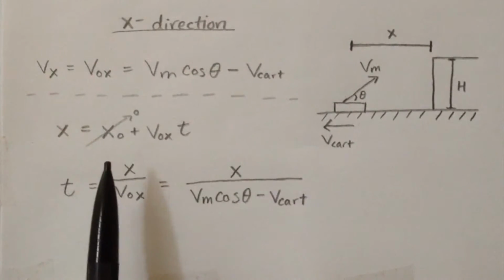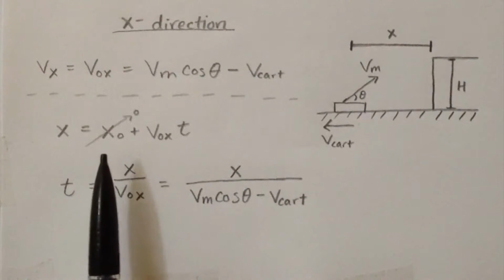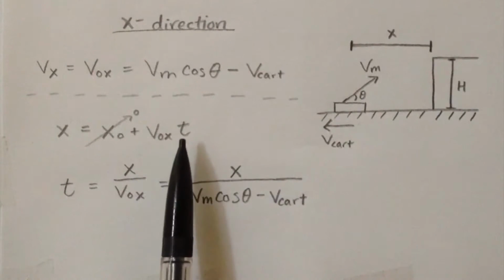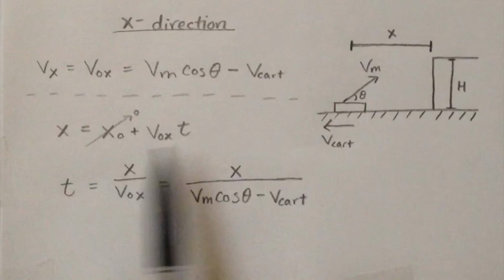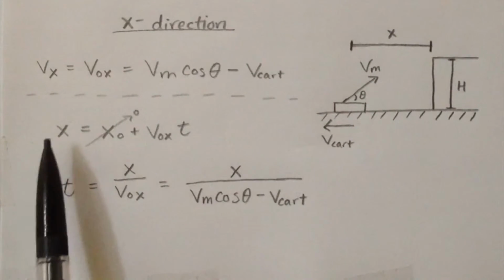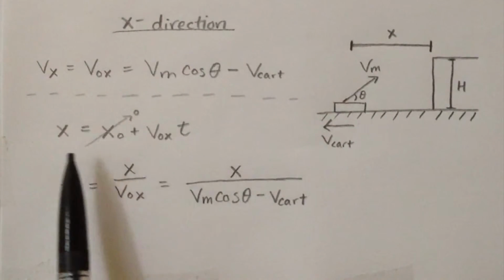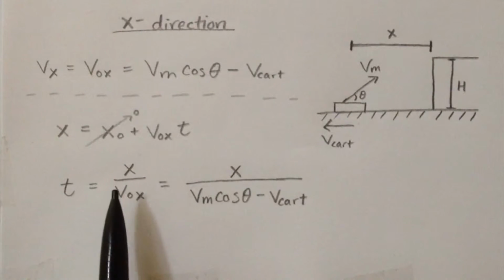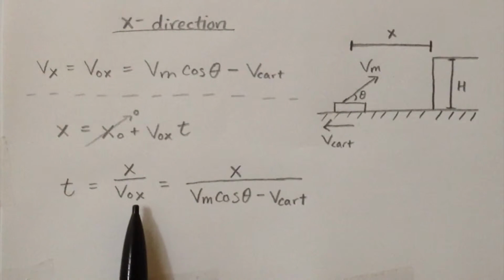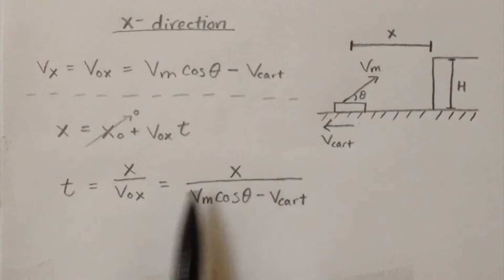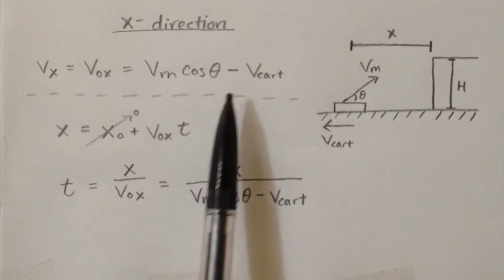We can then use the second kinematic equation we derived in the x direction in Part A to solve for the time. Setting x naught as 0, the time it takes for the projectile to travel a distance x is equal to that distance divided by the velocity, where we substituted in this expression for v naught x that we just found.